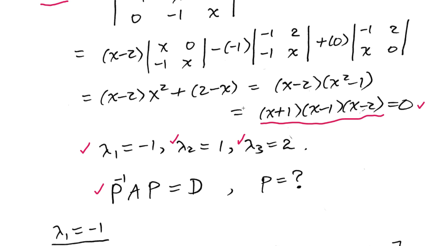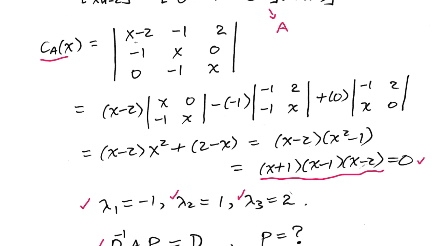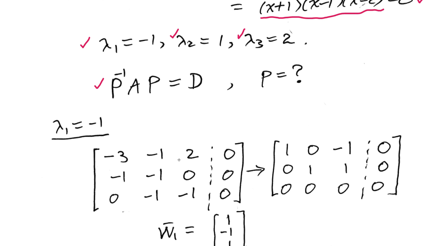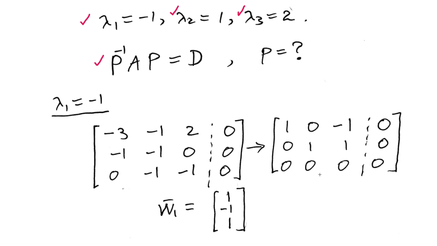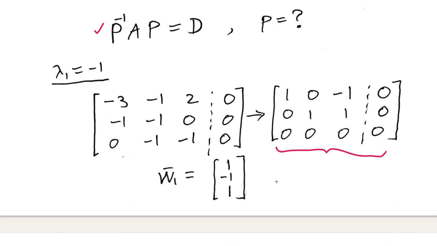Once again, remember, we're treating this as an augmented system. I'm letting x take on the various eigenvalues and setting it to 0, so you can see it as an augmented system. When lambda is equal to negative 1, I get negative 3, negative 1, 2 set to 0; negative 1, 0 set to 0; 0, negative 1 set to 0. Here's the row-reduced echelon form, and you can easily figure out an eigenvector for this. An easy eigenvector I found was 1, negative 1, 1.